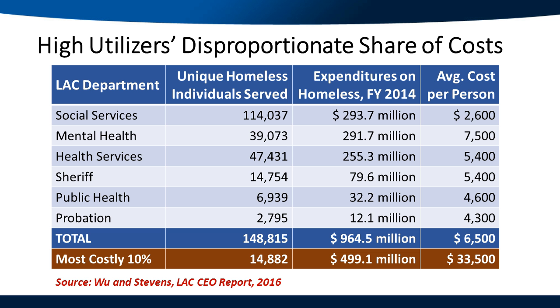As you can see, these costs were distributed widely across the departments. There are 3 departments that spent more than $250 million in 1 year servicing homeless individuals. And we see involvement across the criminal justice system, public health, mental health, health services, and social services. I want to highlight 2 things in this slide. One is that the total number of unique individuals served across all these departments was nearly 150,000.